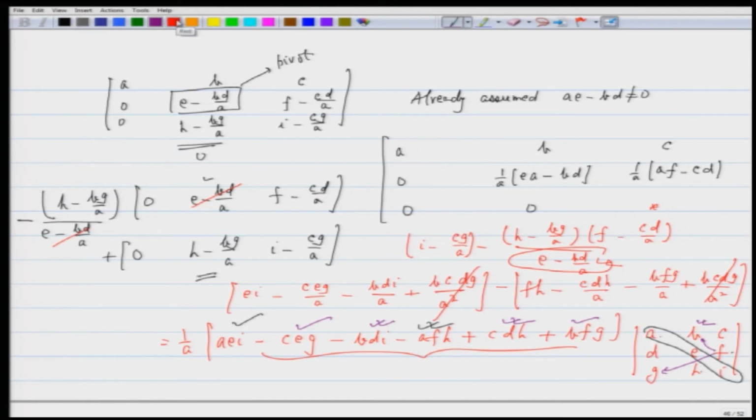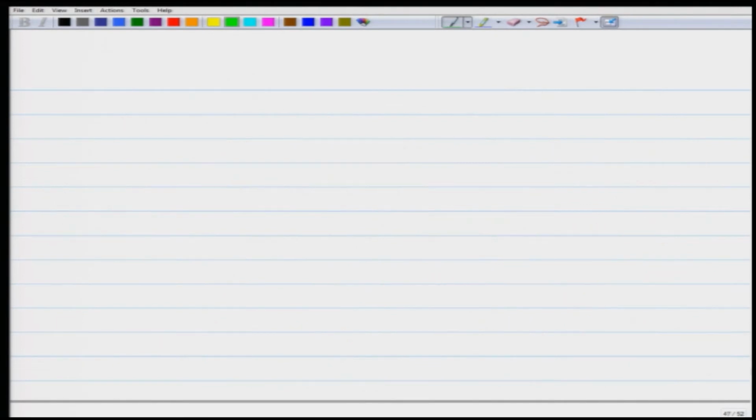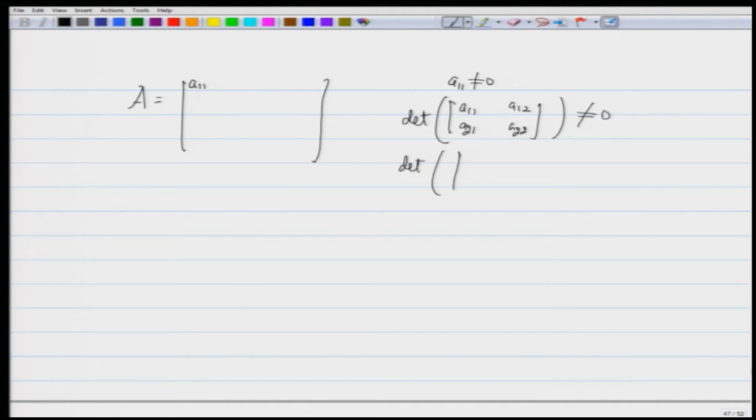So, let us go back to the previous slide. In the previous slide, the 3 cross 3 determinant should be non-zero, all right. So, what we are saying is that I have a matrix A which has the property that the A11 entry is non-zero, fine. Then look at the matrix A11, A12, A21, A22; its determinant has to be non-zero. At the next stage, the determinant of A11, A12, A13, A21, A22, A23, A31, A32, A33 is not equal to 0, and so on.